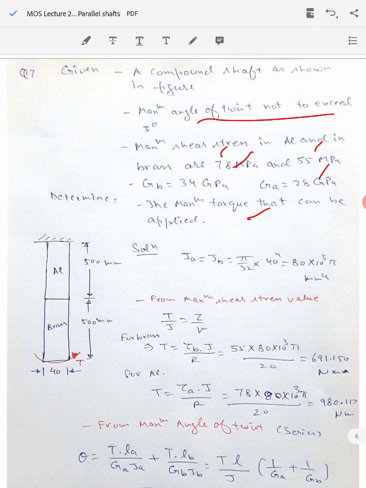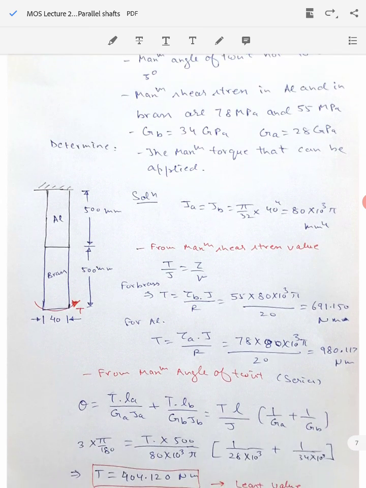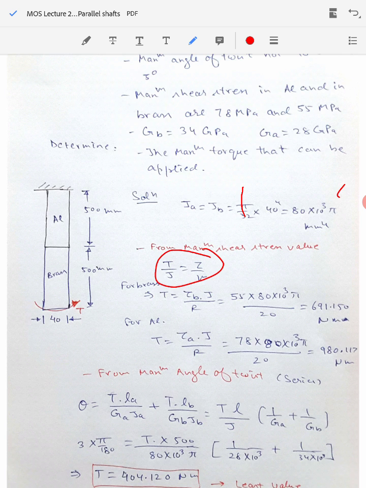First thing that we'll do is to calculate the polar moment of inertia, which will be the same for both parts A and B. So for aluminum and brass both, pi by 32 d^4, you calculate here as 80 into 10 to the power 3 pi millimeter^4. Now first we will use the permissible value of shear stresses to calculate the amount of torque that can be applied, and for this we will use the relation T by J is equal to tau by R. And first let's do it for the brass. So for the brass, T is equal to tau B into J by R.